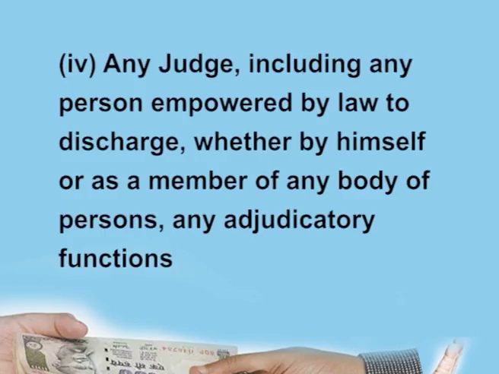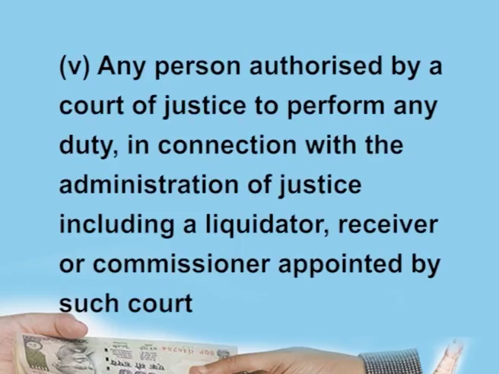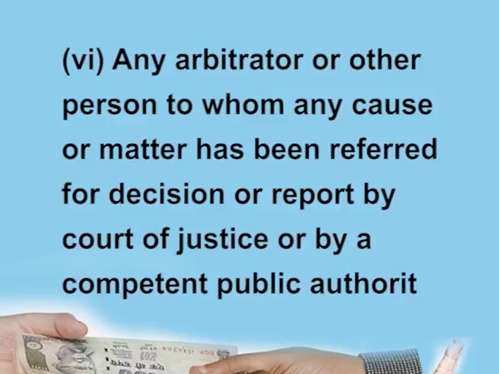4. Any judge, including any person empowered by law to discharge, whether by himself or as a member of any body of persons, any adjudicatory function. 5. Any person authorized by a court of justice to perform any duty in connection with the administration of justice, including a liquidator, receiver or commissioner appointed by such court. 6. Any arbitrator or other person to whom any cause or matter has been referred for decision or report by a court of justice or by a competent public authority.